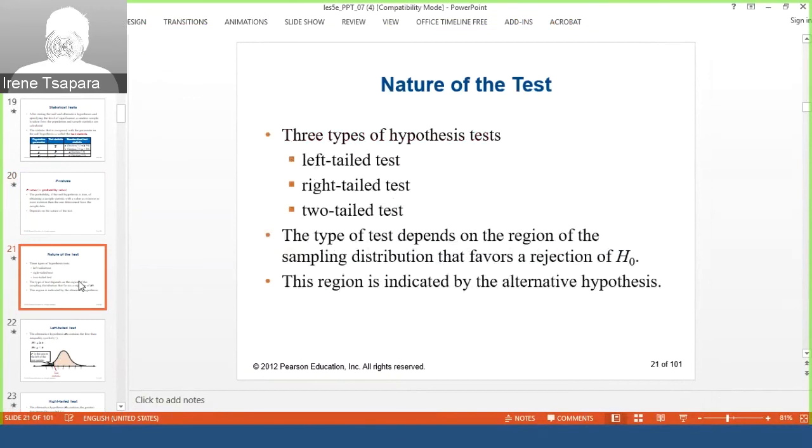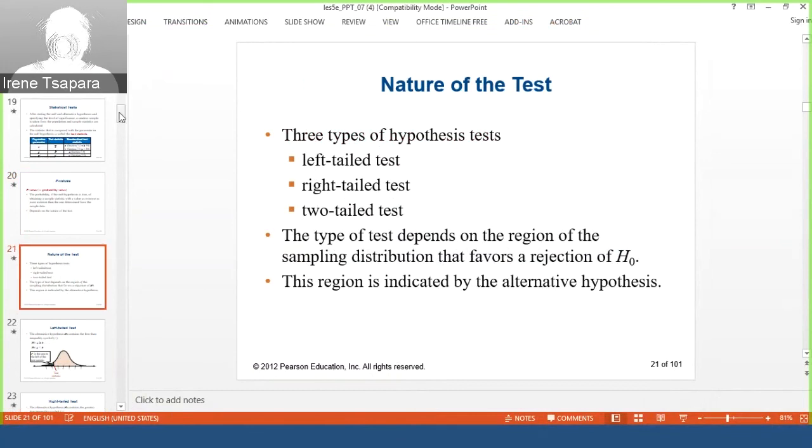When we run a test, after we set up our hypotheses, with our claim, the null hypothesis and the alternative hypothesis, we end up having either a left-tail test, a right-tail test, or a two-tail test. We have a left-tail test if the alternative hypothesis is less. A right-tail test if the alternative hypothesis is greater. And a two-tail test if the alternative hypothesis is different.